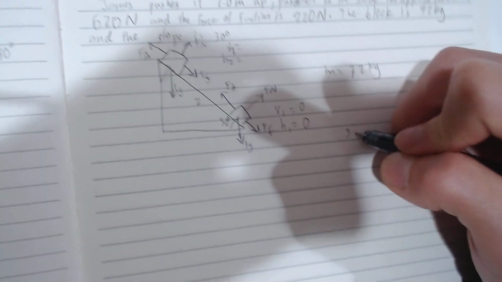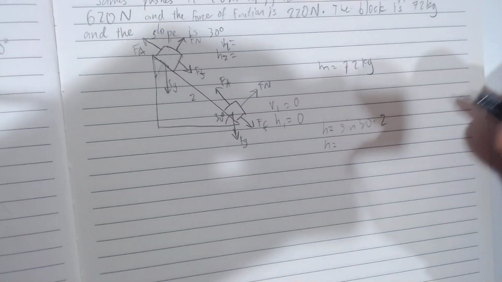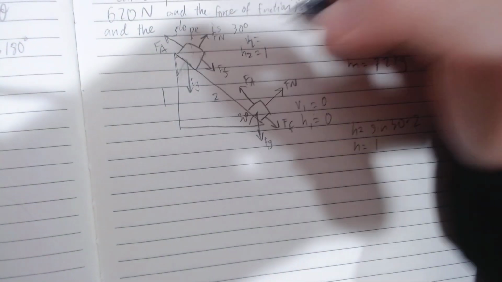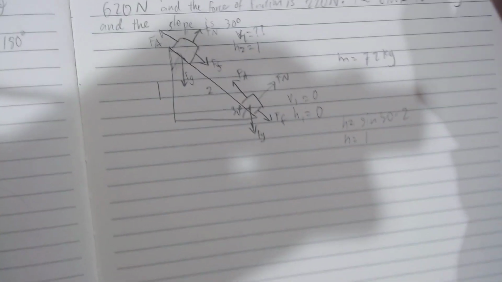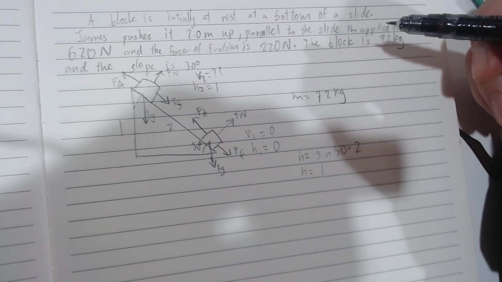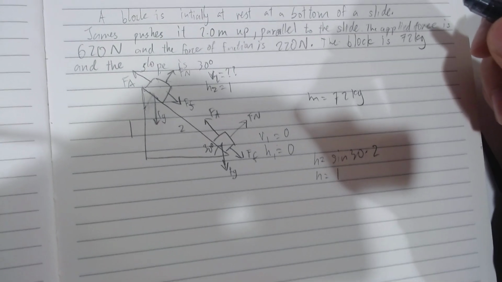So just do sine 30. H equals sine 30 multiplied by 2, so it's just 1. Just write 1 right here, and H2 should be that. V2 is undefined because we don't know what that is yet. And now let's go back to the question. It gives us the applied force is 620 and the force of friction is 220.